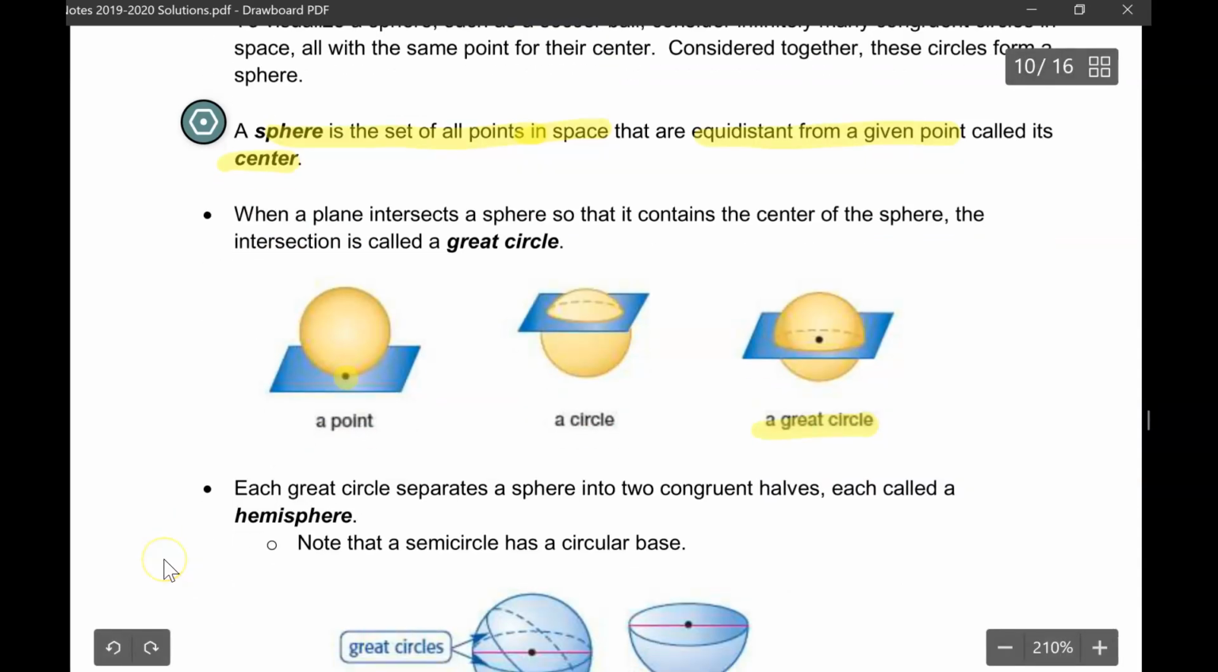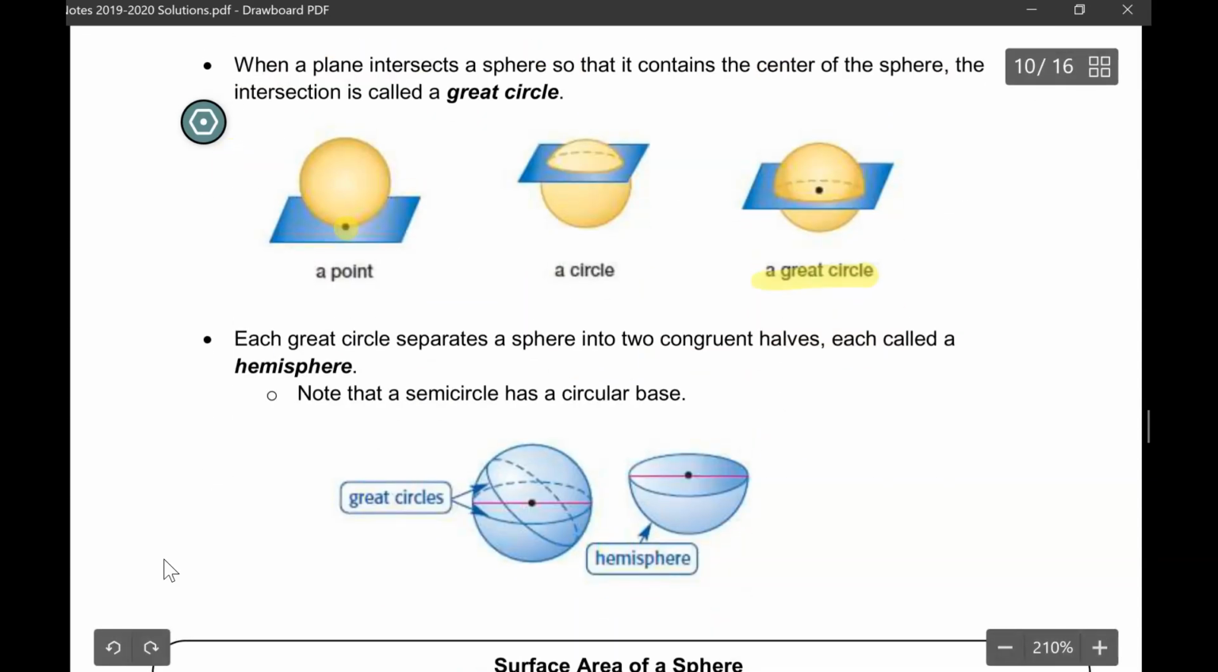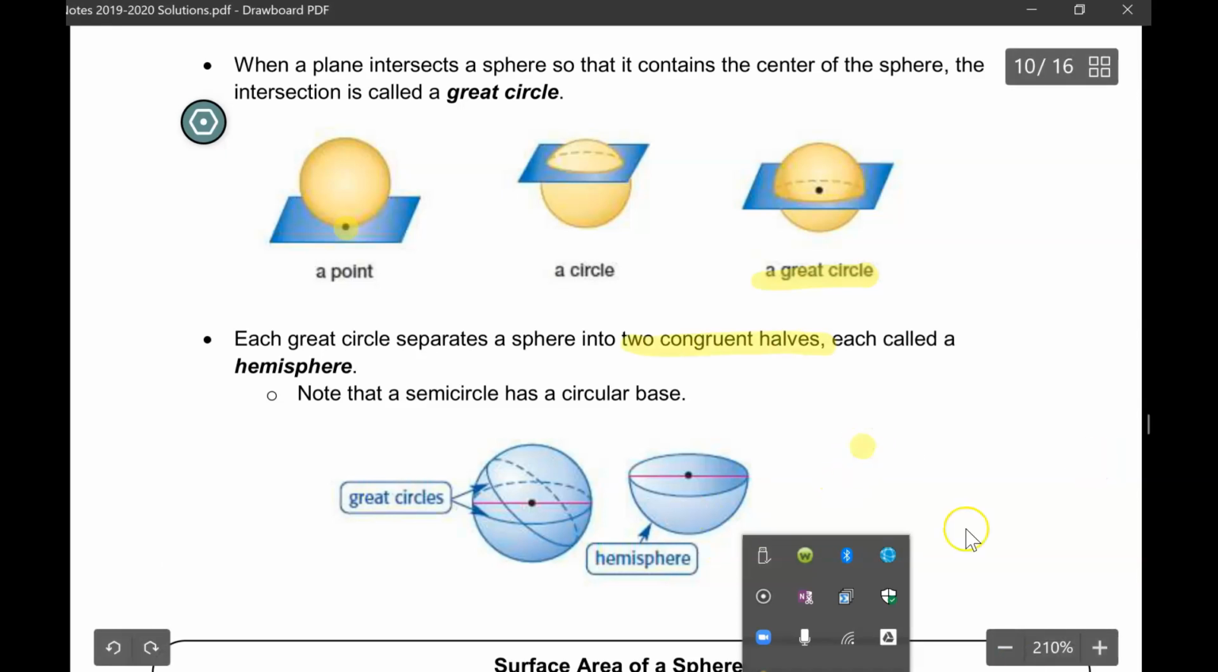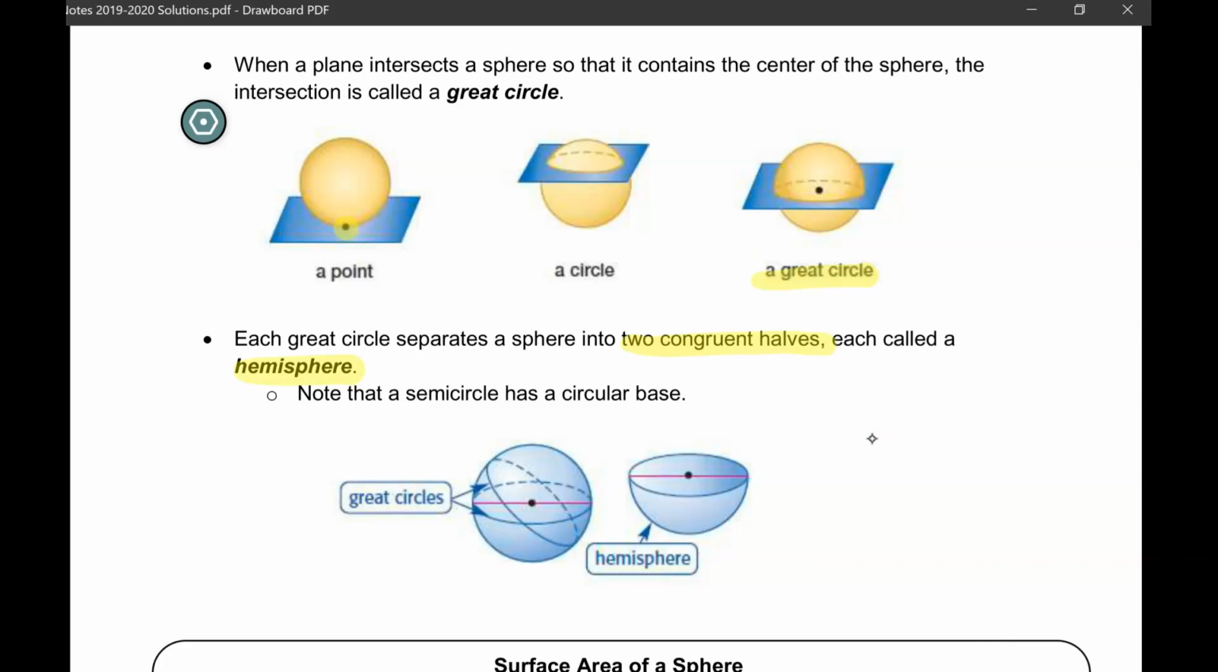A great circle is, if you kind of think of the equator, right? That divides into the northern and southern hemisphere, or the prime meridian, right? We think of those as great circles in terms of our Earth. So when we have a great circle, it divides it into two congruent halves called hemispheres. Okay. Note that a hemisphere has a circular base, right?